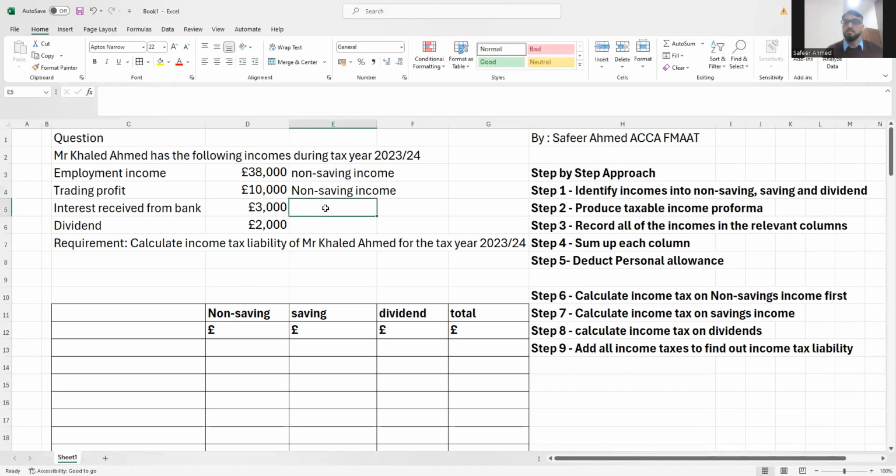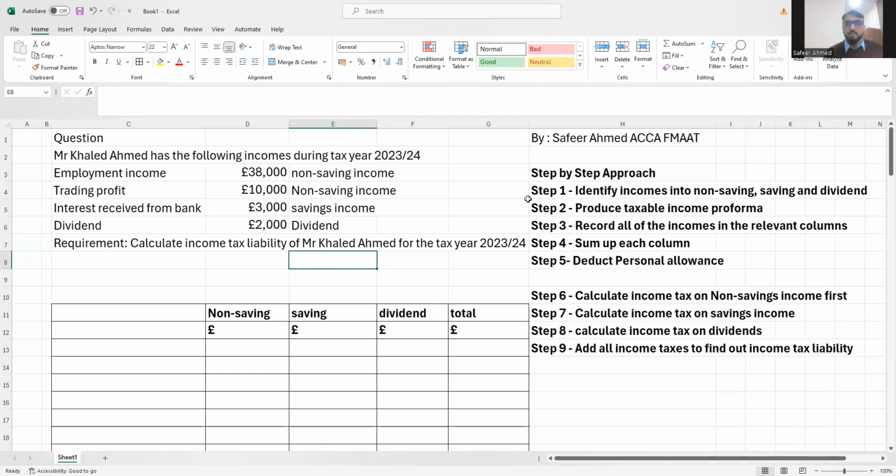Interest received, of course, is your savings income. And dividend is dividend. We always keep the dividend income separately, and the reason for that is there are different tax rates for dividend income. So we must calculate tax on dividend income separately. On savings income, the rates are the same as non-saving income. However, there is something called the personal savings allowance available in relation to savings income, depending on a person's total taxable income.